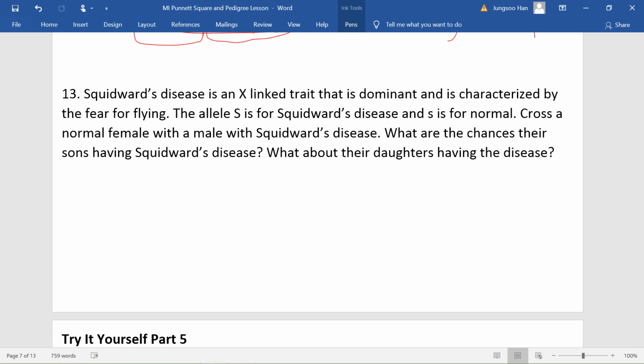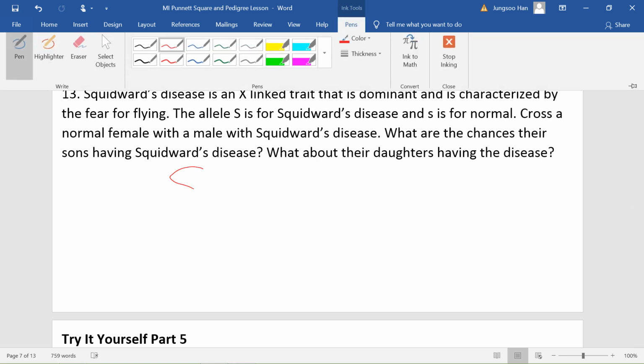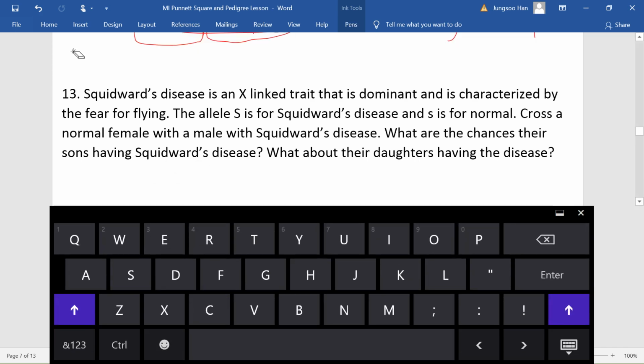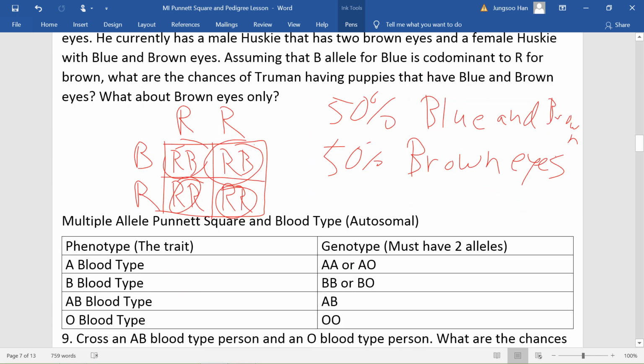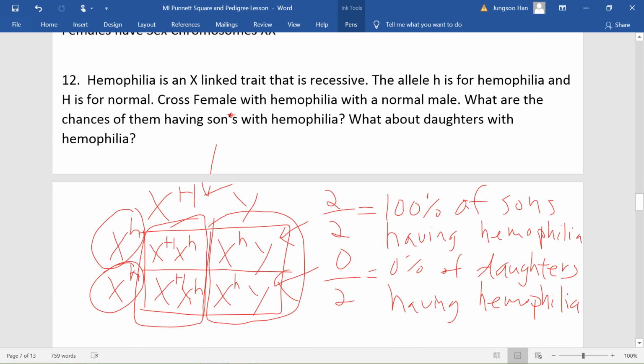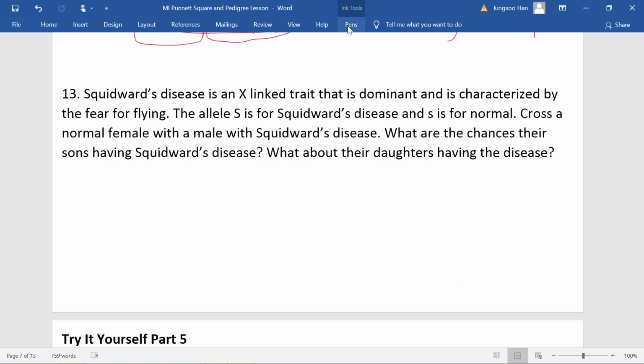So since this is on the X chromosome, right, and this is a dominant trait, that means the male's genotype is, let me erase that for a second. That means they're X big S. Yeah, that's right, dominant. And then they're Y.